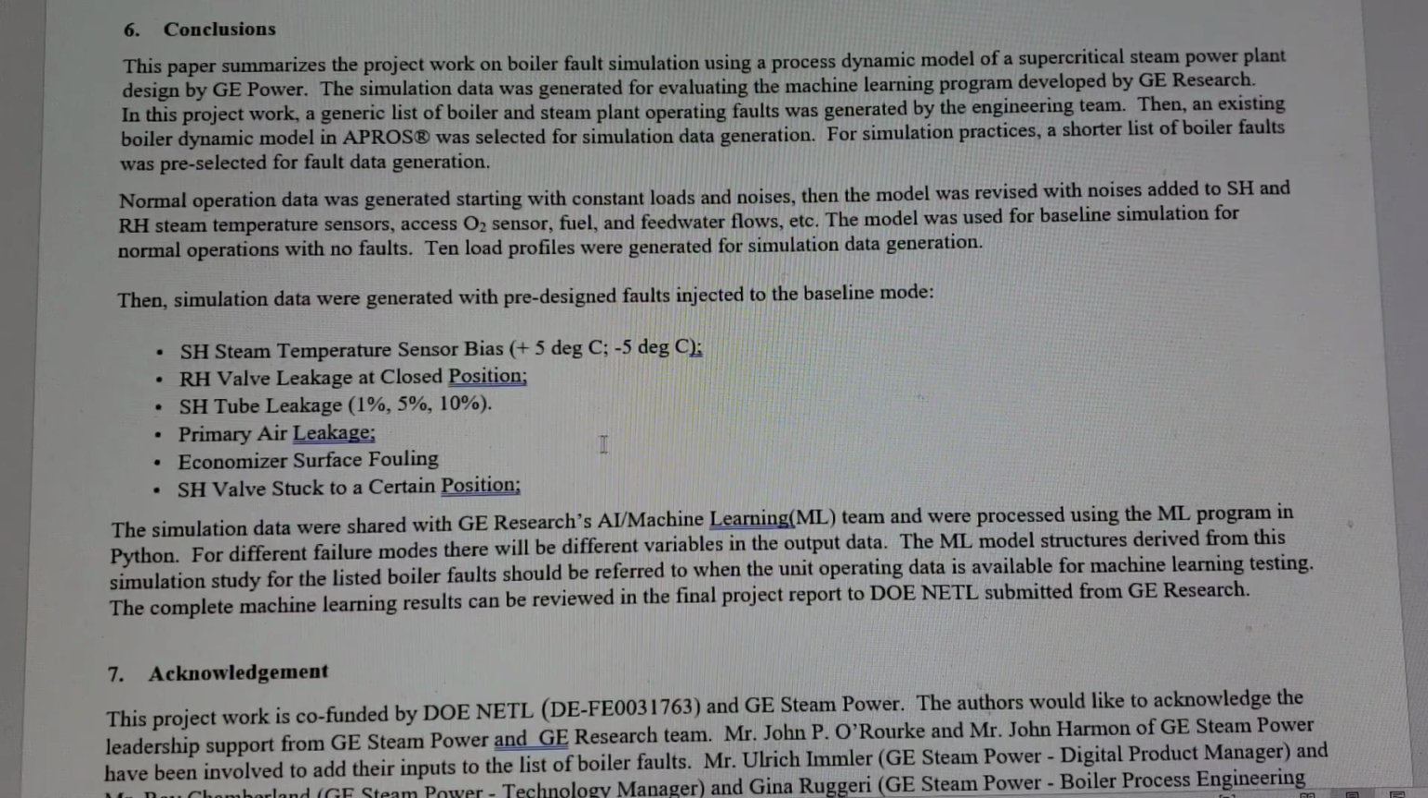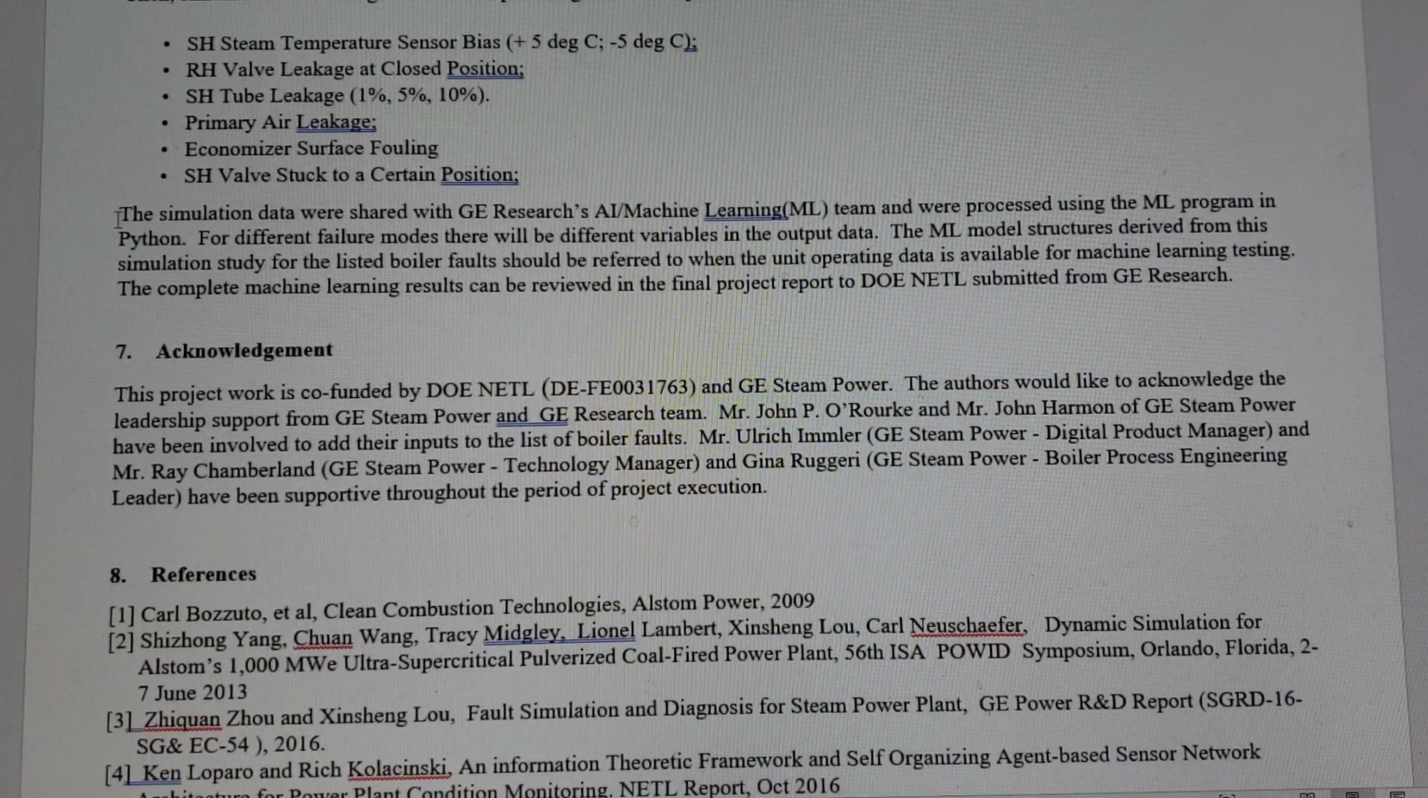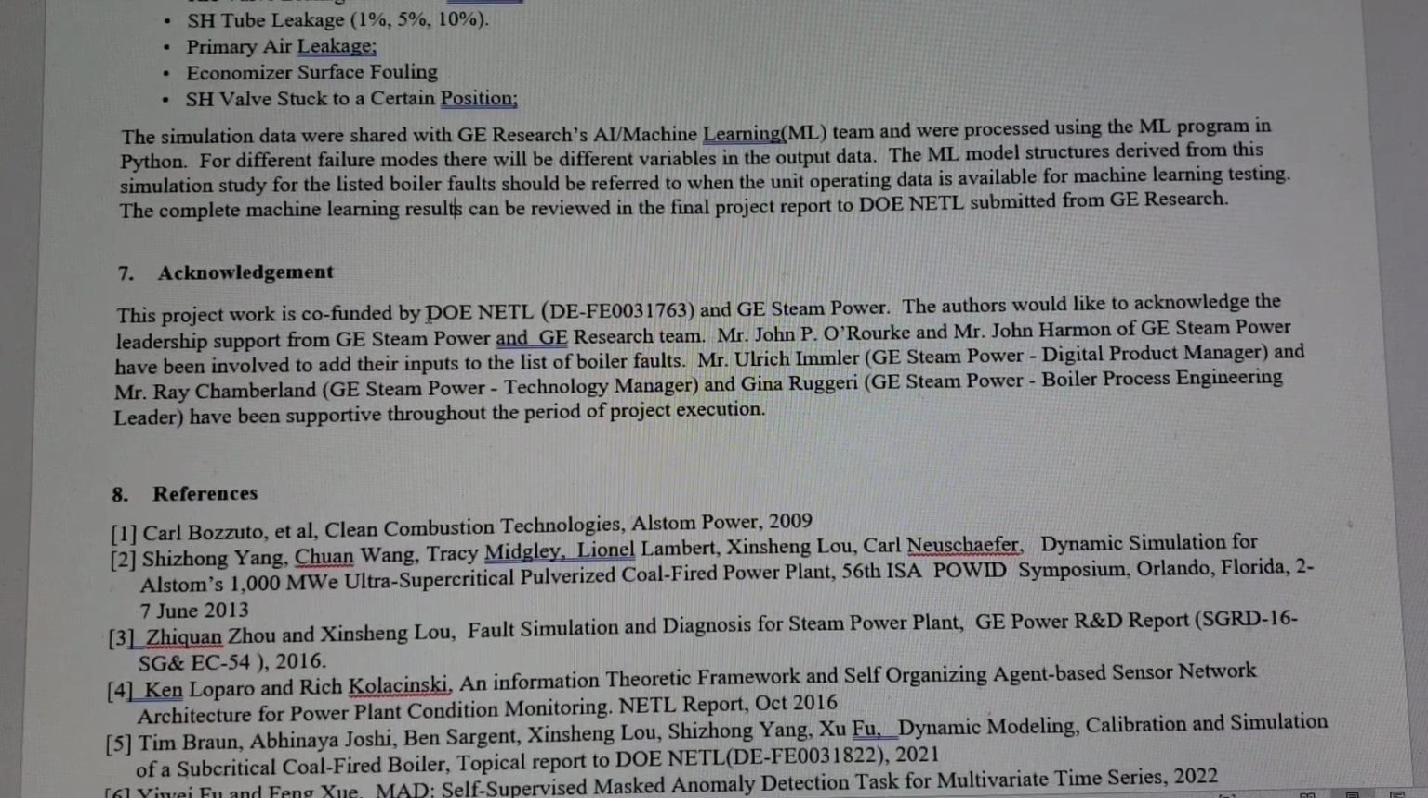It's a study, and all the data has been prepared by Fred and Yiwei and published in a DOE database, so everybody can access it and use it as the standard data set for training different algorithms. This study is sponsored by DOE NETL and GE Power and GE Research.